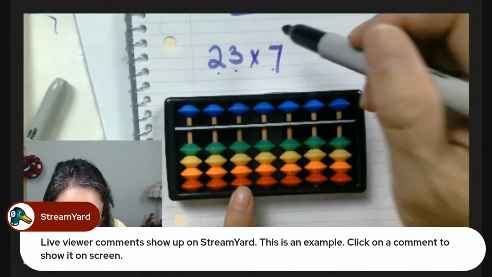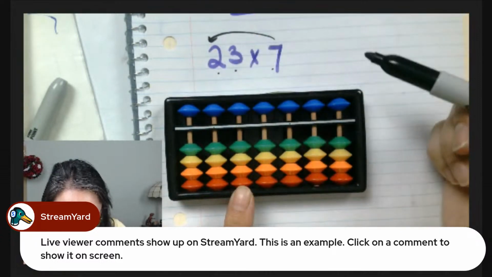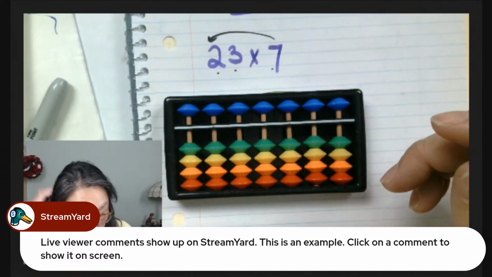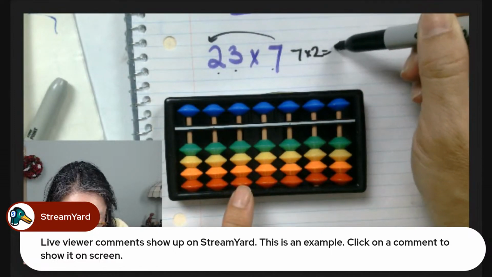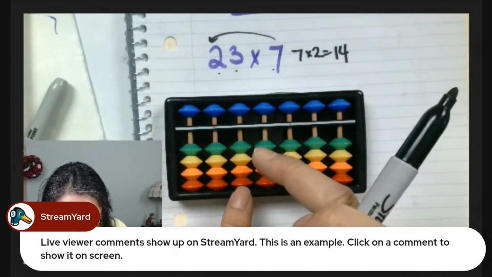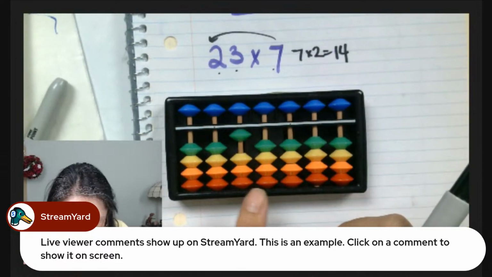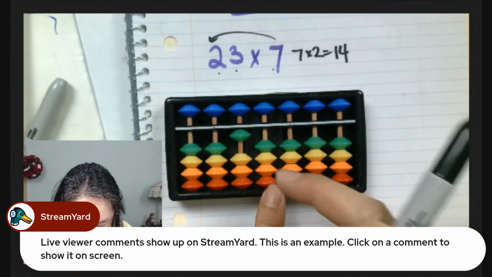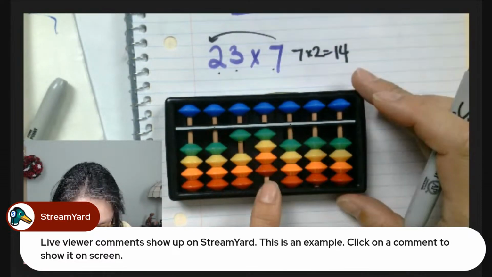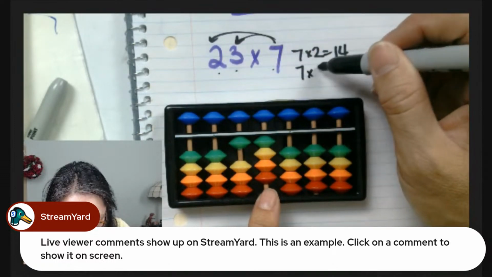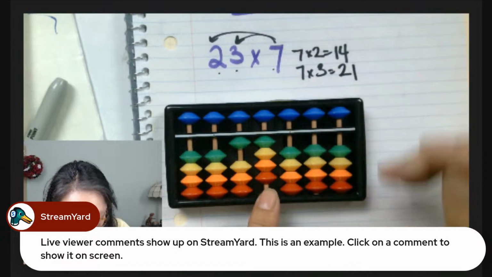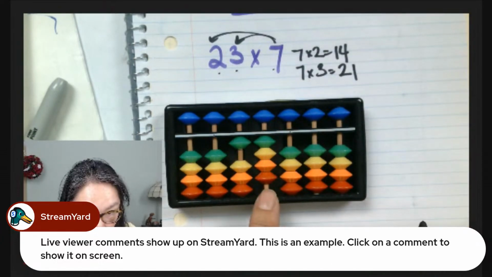So the first thing we're going to do is go outside first, left to right. Because we go left to right, we do 7 times 2 equals 14. So I add my 1, I add my 4. And then what do I do? 7 times 3 is equal to 21. I add 2, I add 1.